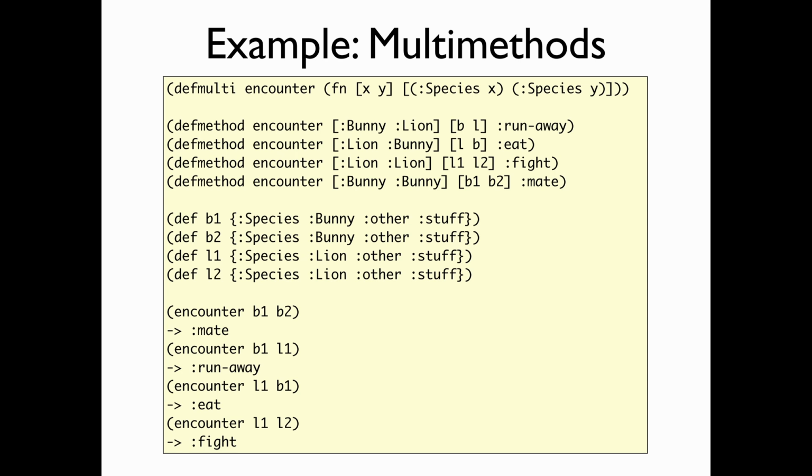So we define a bunch of methods. They just return keywords now. Then we're going to define some animals, 2 bunnies and 2 lions. You can see species bunny, but there's other stuff in these things. I don't care what it is.